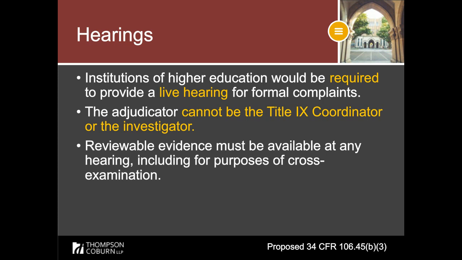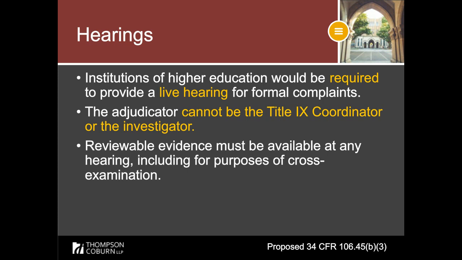Here the department, and by the way, one of the reasons I highlighted that Sixth Circuit case early in the presentation is because the department clearly is watching all these decisions, right? And this reflects in part what was decided by the Court of Appeals in the Sixth Circuit, which is this idea that you need to have a neutral fact finder. Okay, reviewable evidence must be available at any hearing, including for purposes of cross-examination.